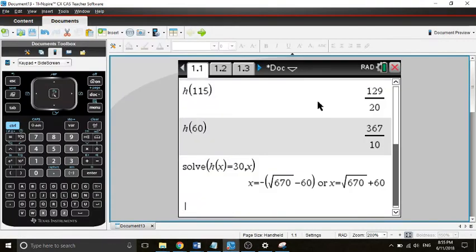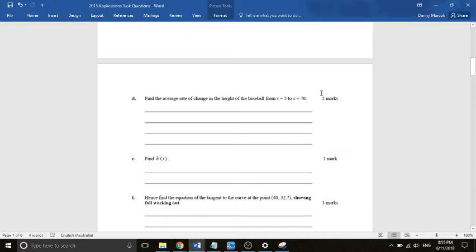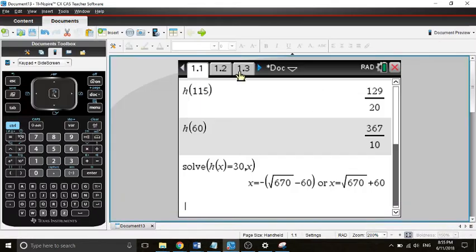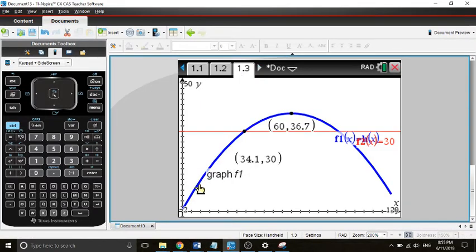Okay, so now with this, looking at the graph, from x equals 5 here to about x equals 70 somewhere here. That's what we're looking at. We're looking for the average rate of change between those 2 points.